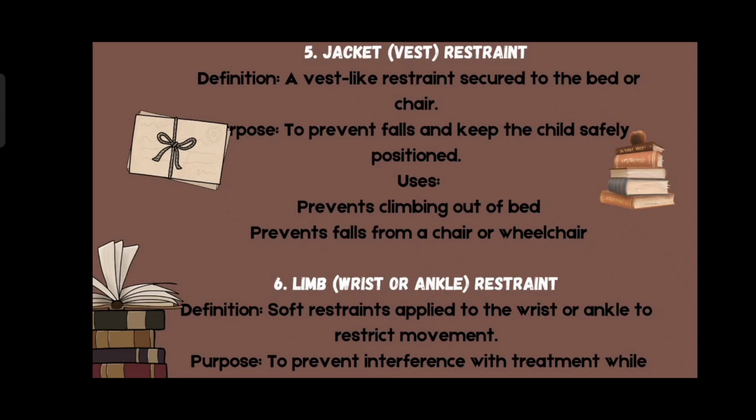Then the fifth one is the jacket restraint. It is a vest-like restraint secured to the bed or chair. The purpose is to prevent falls and keep the child safely positioned, like preventing the child from climbing out of the bed or falling from a chair or wheelchair. The last one is the limb restraint or wrist or ankle restraint. Soft restraints applied to the wrist or ankle to restrict the movement.